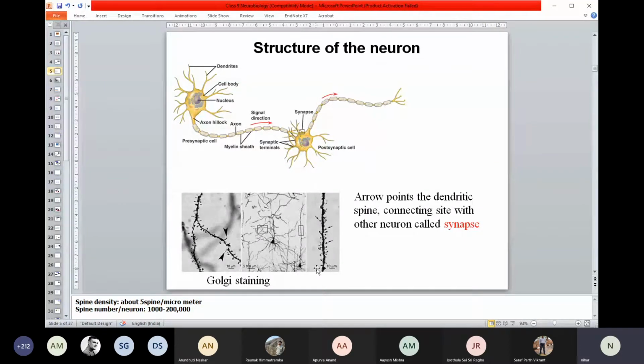Now think about it. These are thin, small structures, and they are actually not static. The dendritic spines are very dynamic. They are constantly forming and constantly being eliminated. That is why, as I mentioned, the hardware structure is constantly changing in our brain.